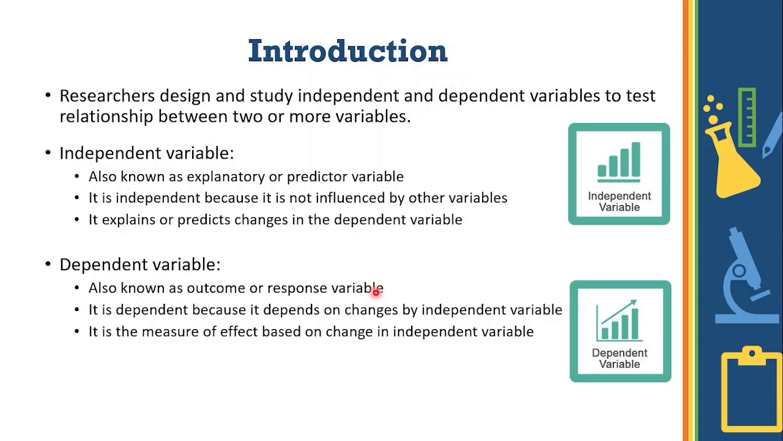So then don't get confused with the naming conventions for each of the independent and dependent variables. Independent variable, explanatory variable, and predictor variable all mean the same thing. Dependent variable, outcome variable, or response variable all have the same meaning. Again, the dependent variable is dependent because it's reliant on any changes that are introduced by an independent variable. And lastly, it is used as a measure of effects that have been introduced based on a change in an independent variable.